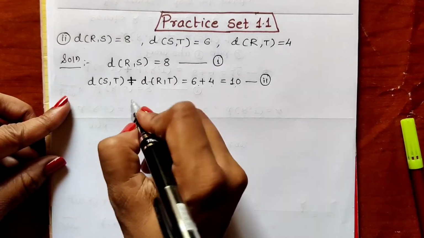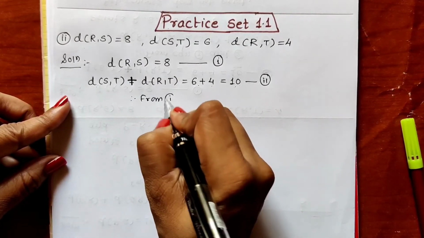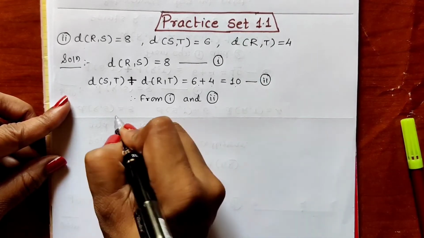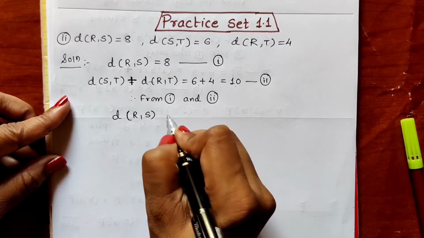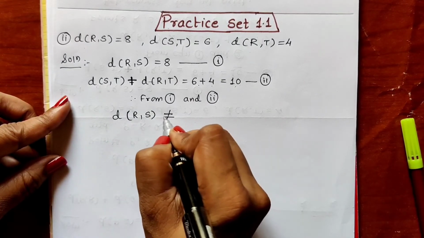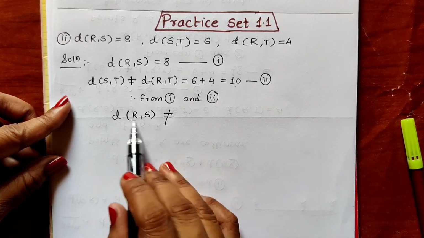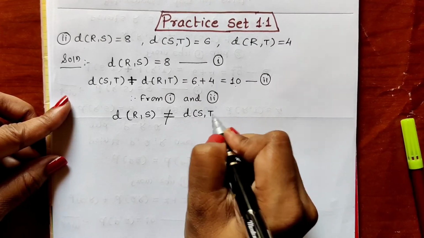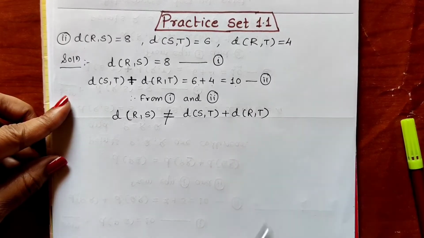So how to write? Therefore, from 1 and 2, distance RS is not equal. We all know how to write the not equal to symbol. We have to cancel the equal to sign. So RS is not equal to distance ST plus distance RT.